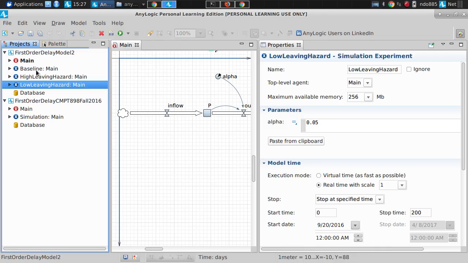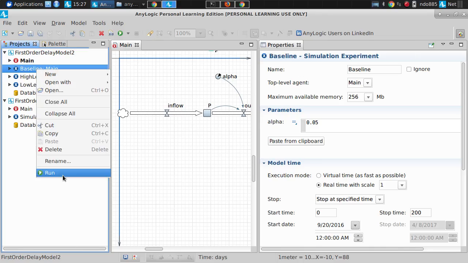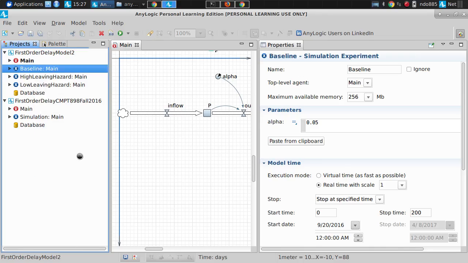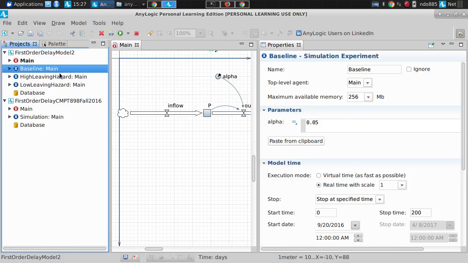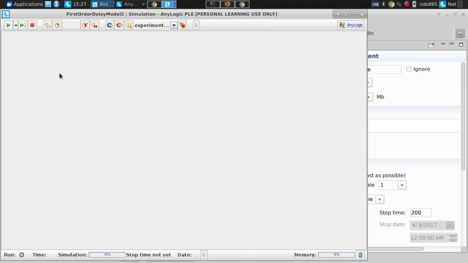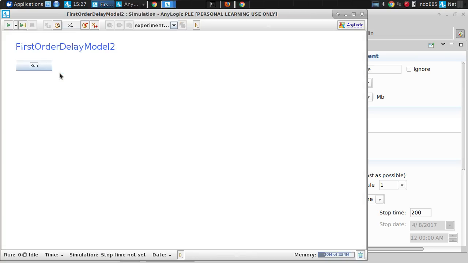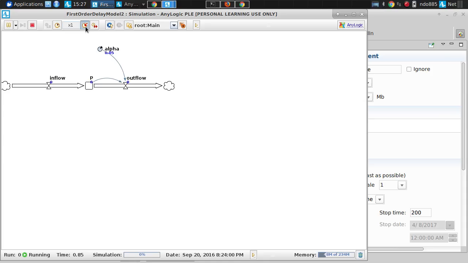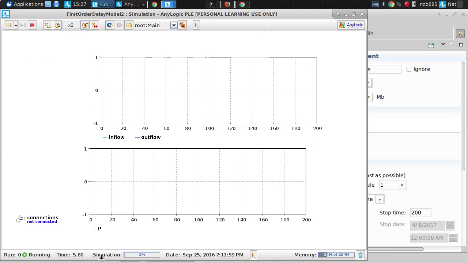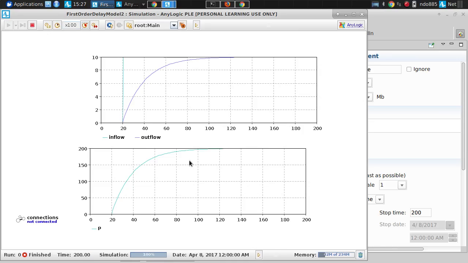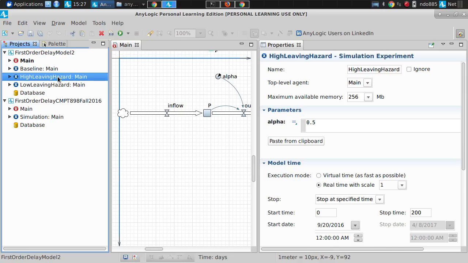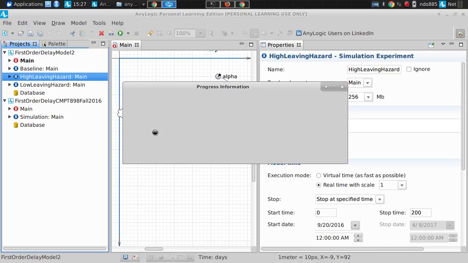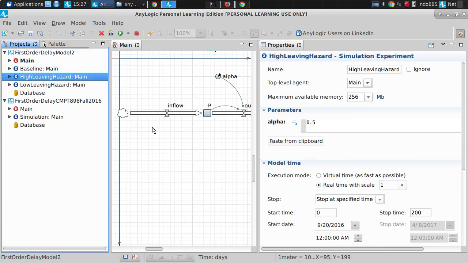So what else? Let's examine the baseline. You folks can tread where I dare not by looking at all three. Okay, so I'm going to look at baseline. The baseline equilibrium value is going to be what? Do you remember? What was the equilibrium value of the stock? Up to what value did the stock go? 200. Good. Okay, how about for the high leaving hazard, where we had a leaving hazard of 0.5? What is the equilibrium value of the stock there?